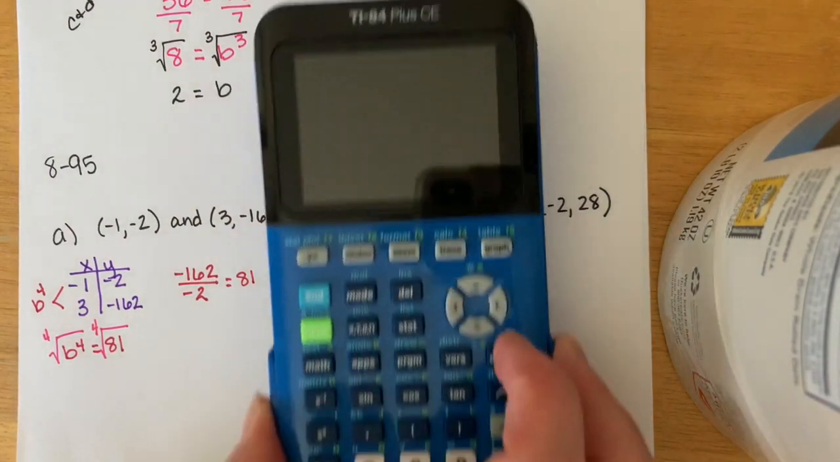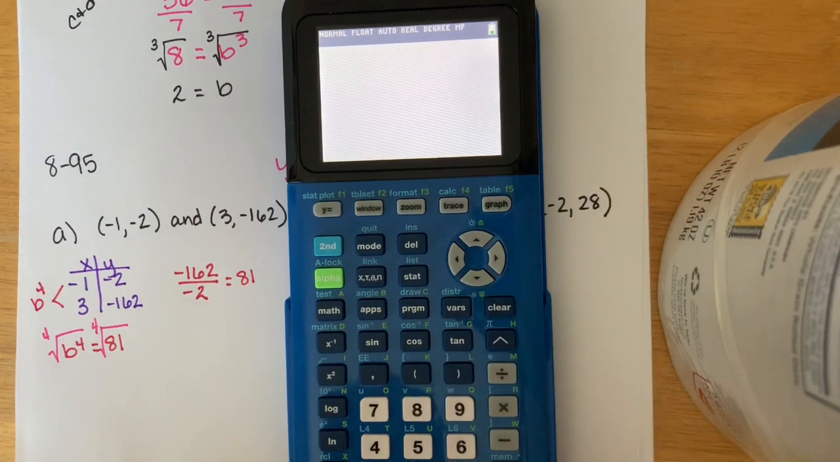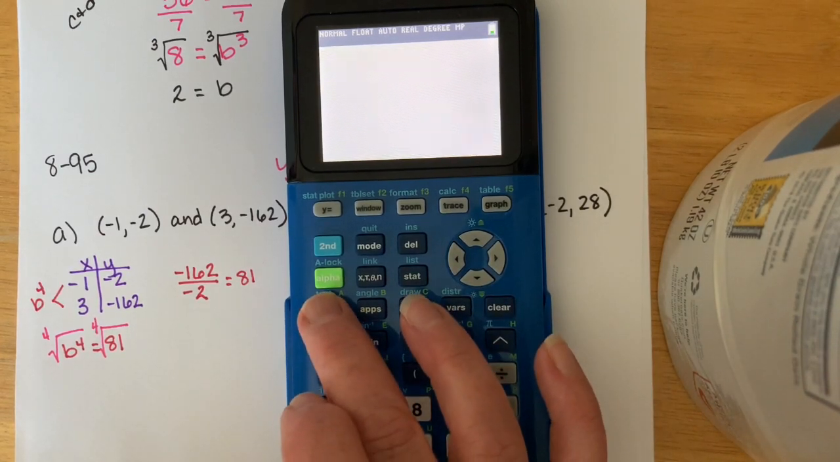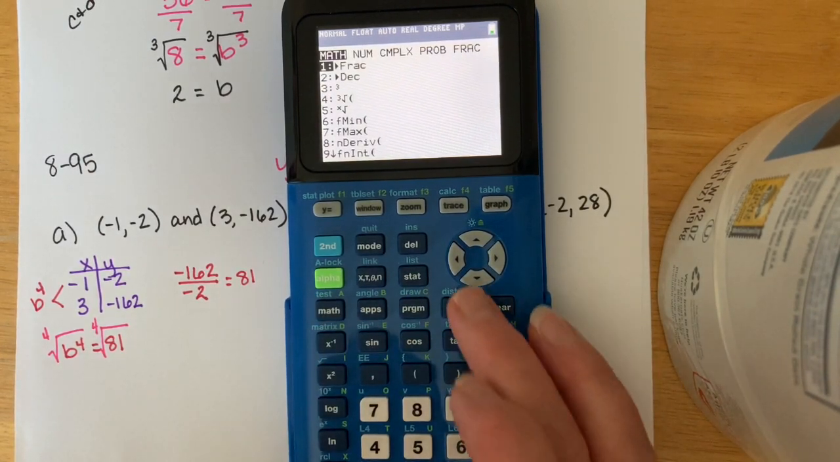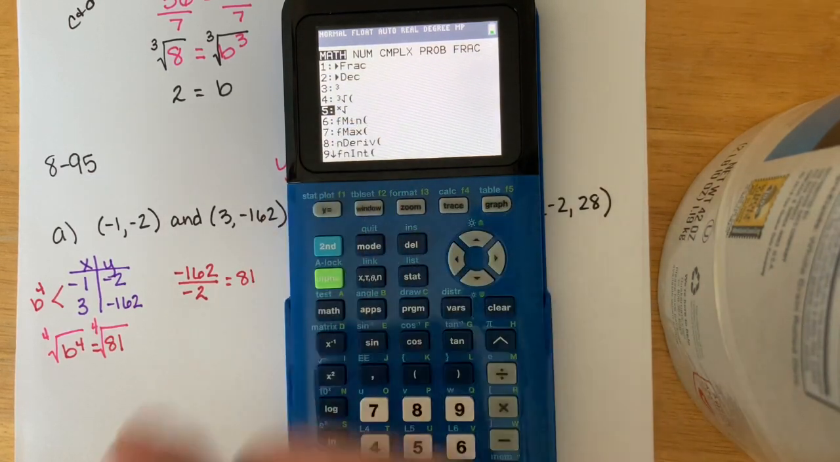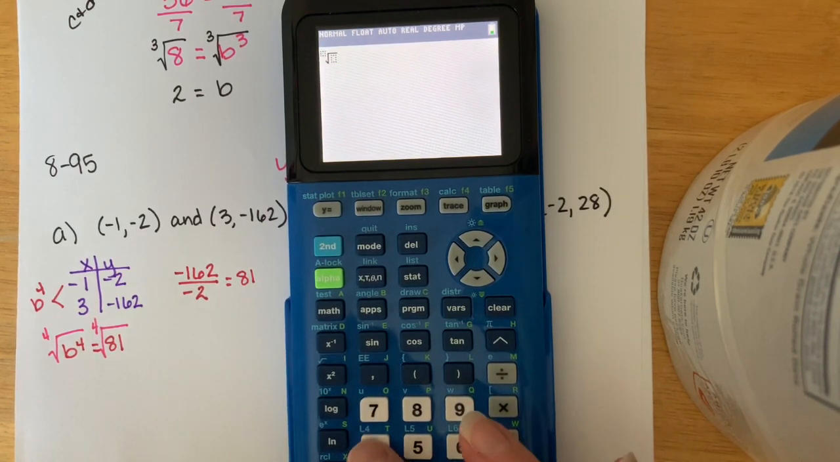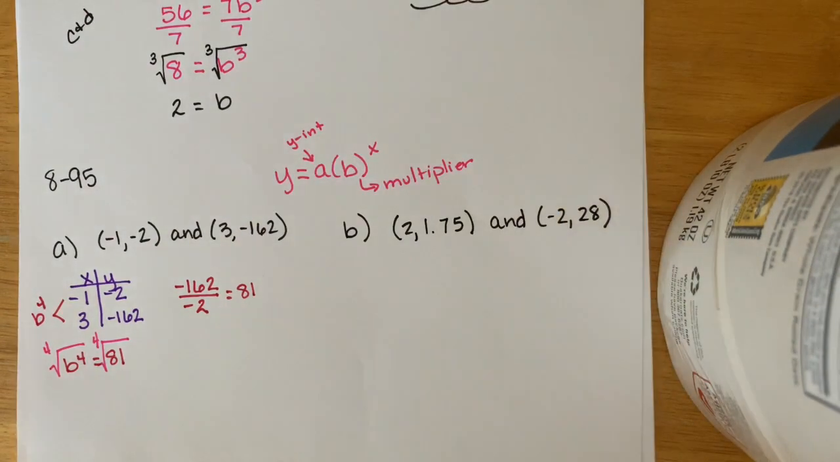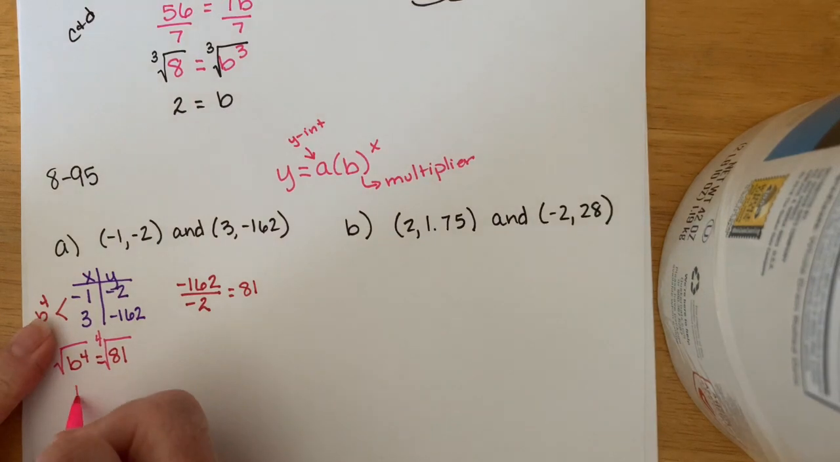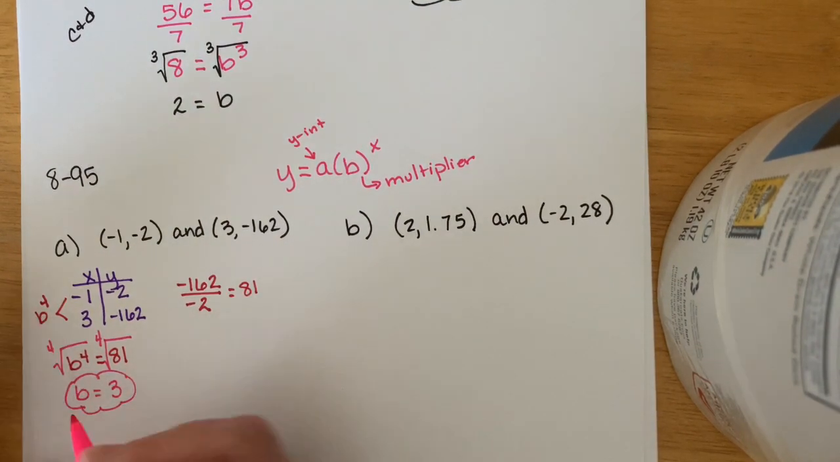I'll remind you, I'll mainly try to show you the keys. If I'm doing the 4th root, on this calculator, I'm going to hit the math button. What I'm really looking for is something that looks like a square root sign with an x in front of it. I want the 4th root, so I'm going to put the 4 on the outside. I'm going to put 81 on the inside, and it turns out that b equals 3. Okay, so we have b equals 3.